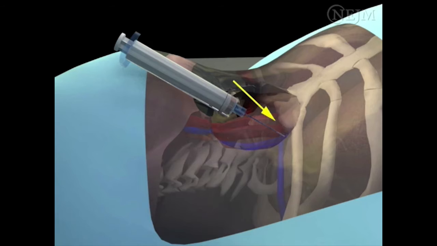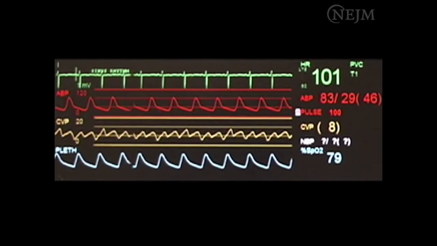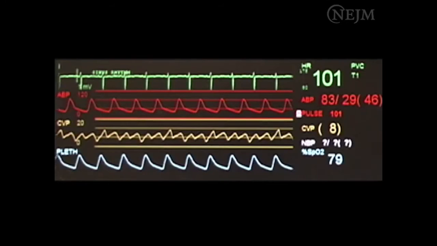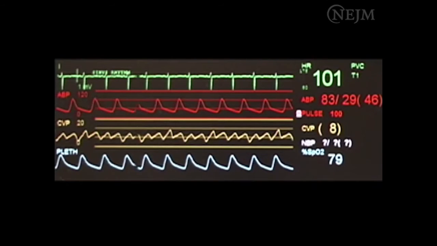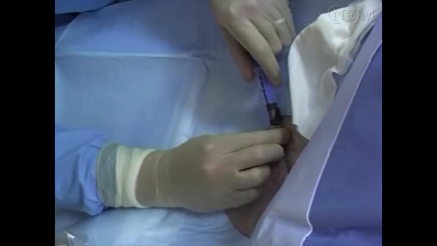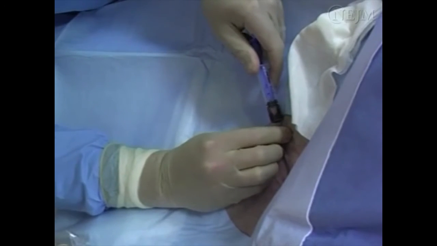Puncture of the adjacent artery is usually obvious if pulsatile or bright red blood flows into the syringe. However, in patients with hypotension, hypoxemia, or both, it may be difficult to differentiate placement in the artery from that in the vein. The possibility of this complication should be recognized before the wire is inserted.